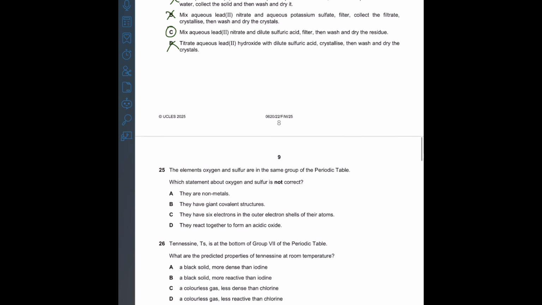Now, mix aqueous lead(II) nitrate with dilute sulfuric acid, filter, then wash and dry the residue. This way we obtain solid lead sulfate and it will be pure. How? When we react lead nitrate with dilute sulfuric acid, the sulfuric acid will displace the nitrate from the lead and it will gain the sulfate. And since lead sulfate is insoluble, the residue, basically the precipitate, can be taken away. So the answer is C.